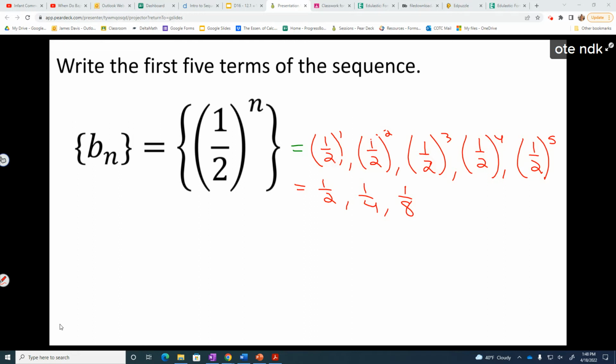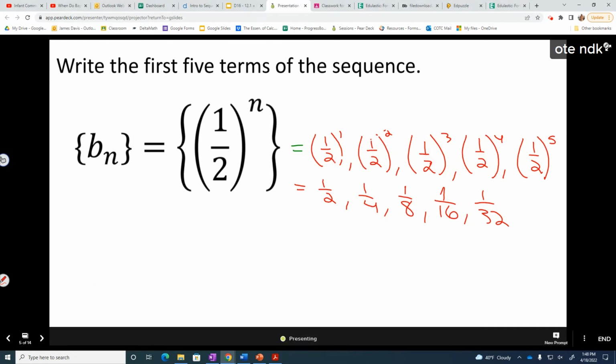160. Good. Okay, yeah. Alright. 1/16. And then 1/32. You just multiply by 2. So this is just a very basic sequence. You just plug in numbers 1 through 5. This would go on forever, but we're always going to do the first 5 terms.